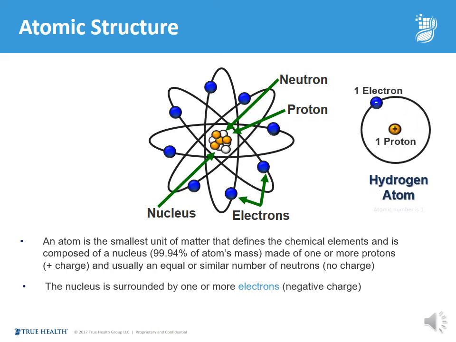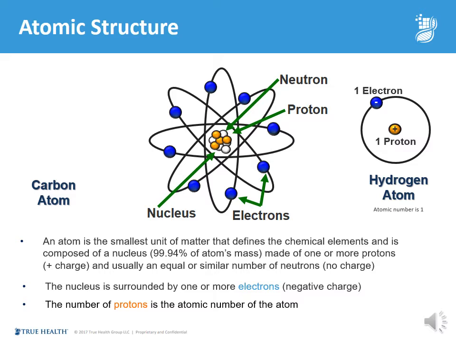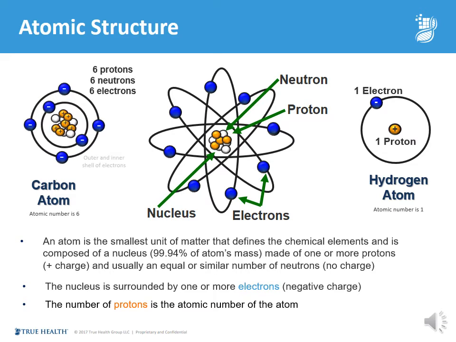The simplest atom we have, its atomic number is number 1, is hydrogen, which consists of 1 proton and 1 orbiting electron. Let's take a look at carbon, crucial to human biology and all organic substances. And you can see it's a little bit different than the hydrogen atom. It has 6 protons and 6 electrons.